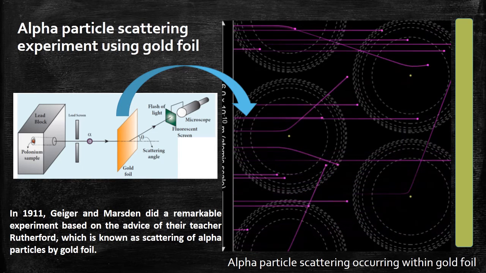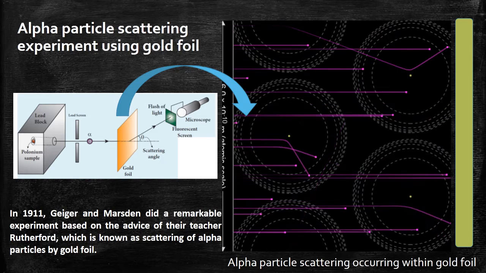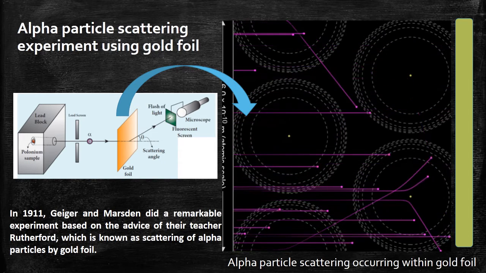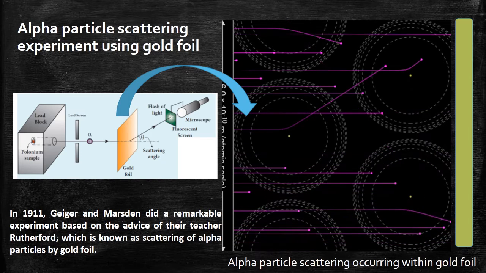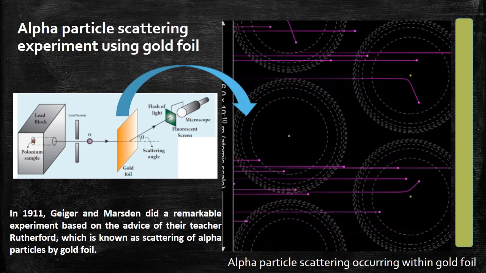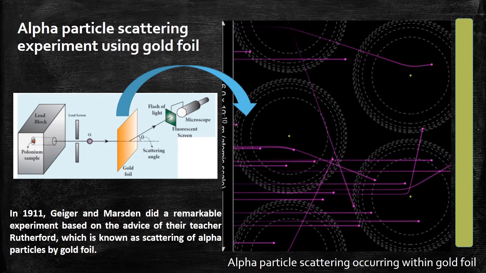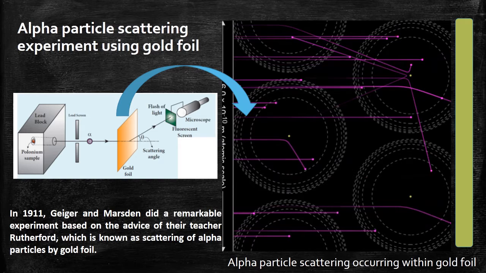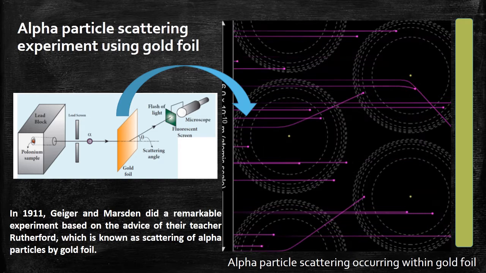This is one of the excellent simulations from which we are able to understand the Rutherford model of the atom. Here, this simulation explains Rutherford's alpha particle scattering experiment. The experimental arrangement is shown in the simulation. A source of alpha particles.